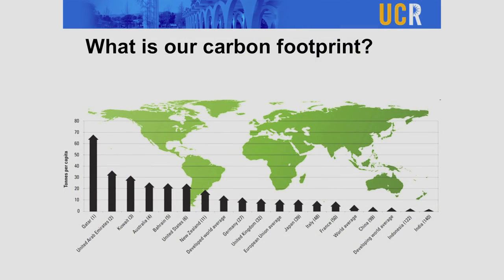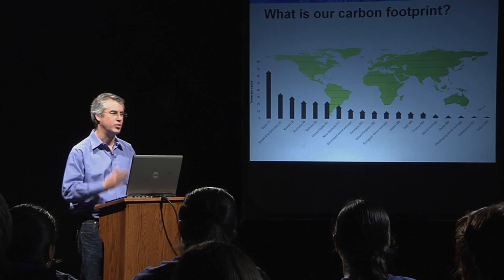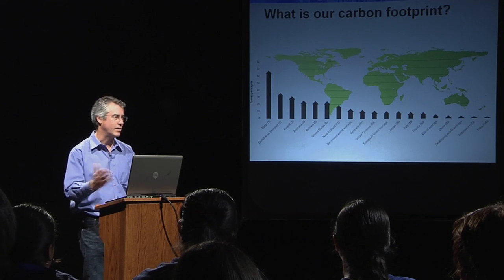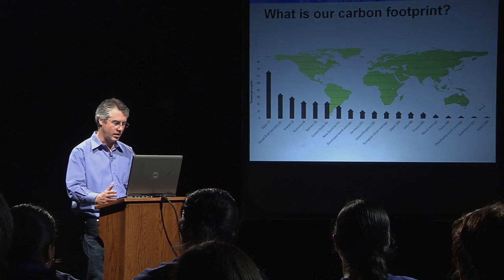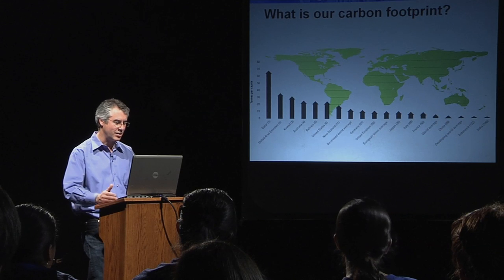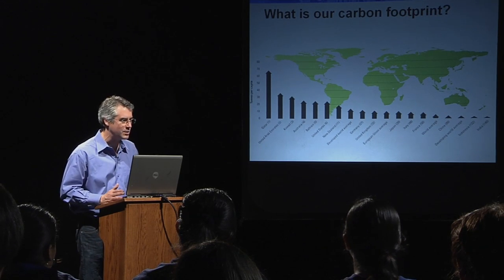Some of these city-states, places like Kuwait and Qatar, are very small countries that are very rich, and so everyone living there has a really high standard of living, okay? They don't have a lot of poor people. They don't have people farming or anything like that that live in lower carbon conditions, and so they tend to be really high, but these are actually very small countries.